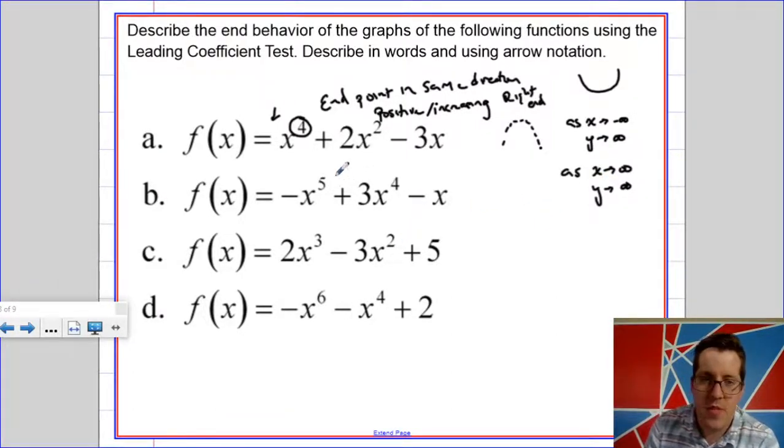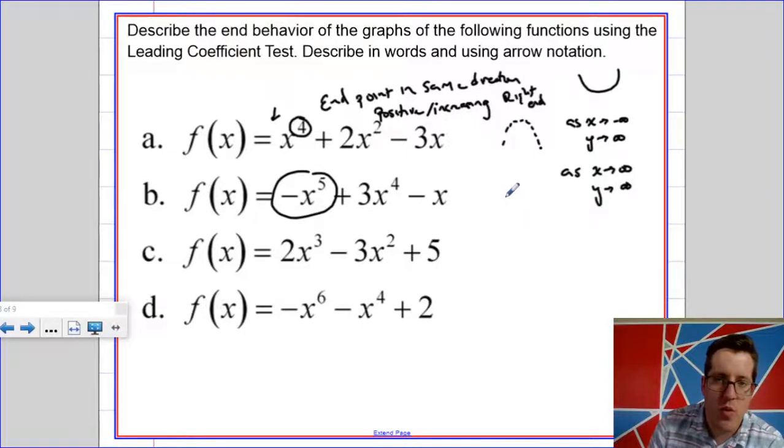Okay, next one. This tells us that the right end is going to point downwards.